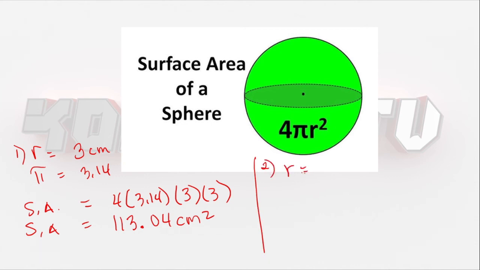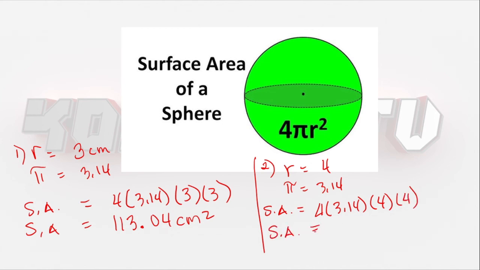Okay, another example. What if the radius is equal to 4? Okay. So pi is equal to 3.14. So SA, so meron tayong 4 times 3.14 times 4 times 4. So ang surface area natin, okay, 200.96 square centimeters. Okay.